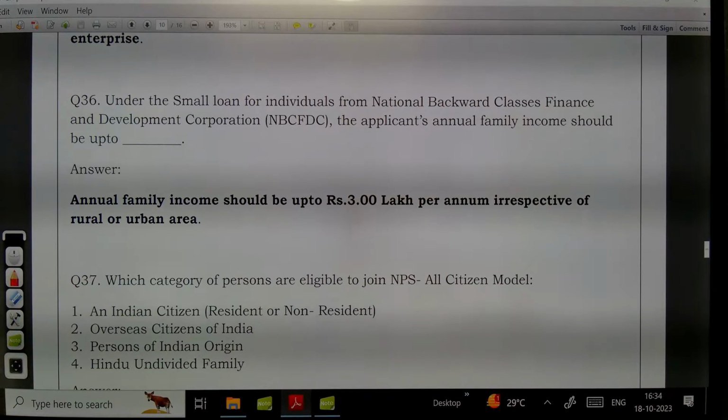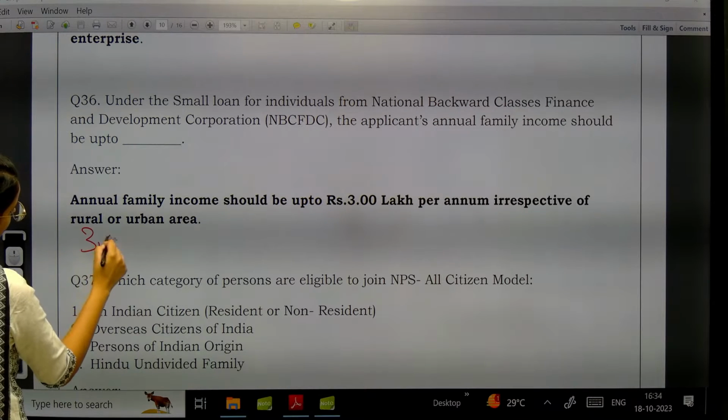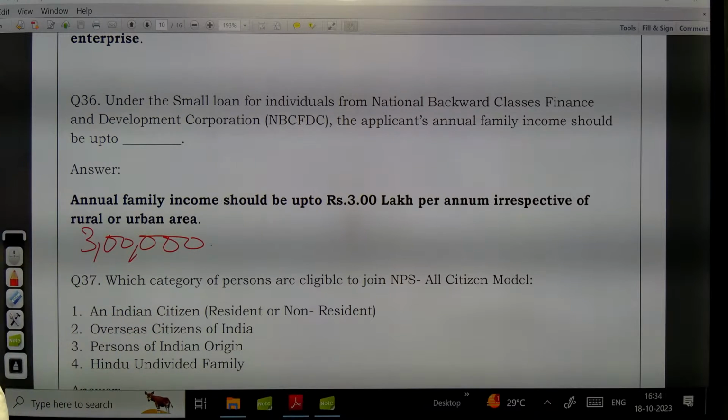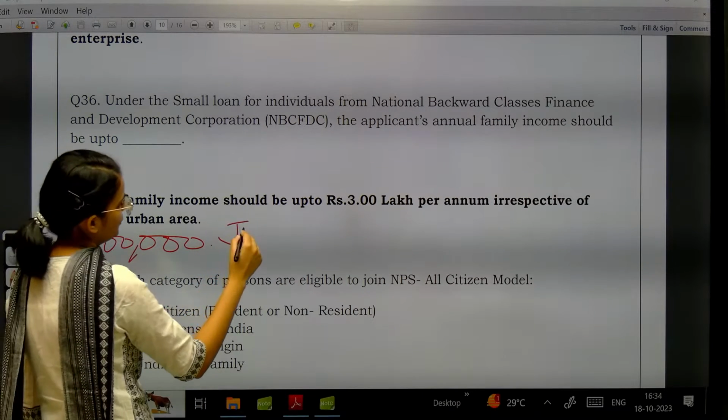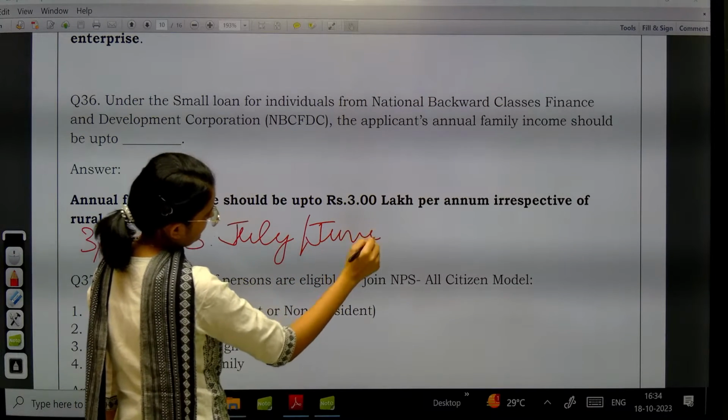Under the small loan for individuals from National Backward Classes Finance and Development Corporation, the applicant's annual family income should be up to 3 lakh. This was in PIB from July, I think. June or July, not sure. Okay.